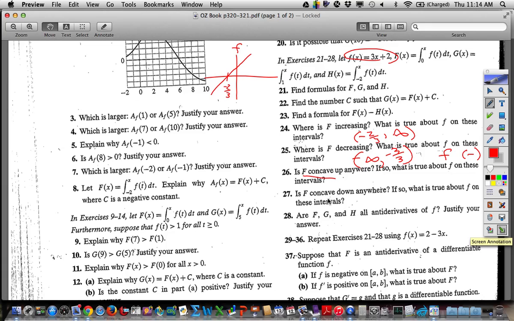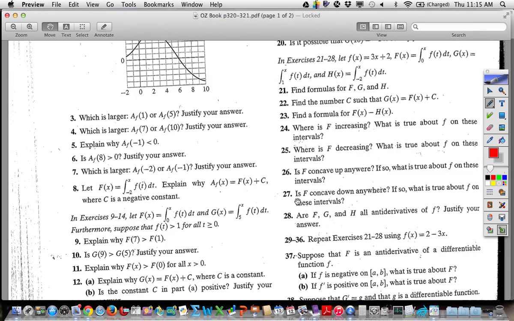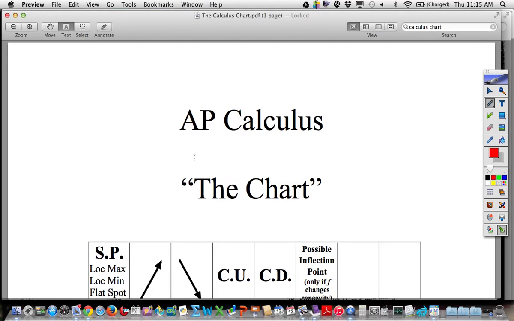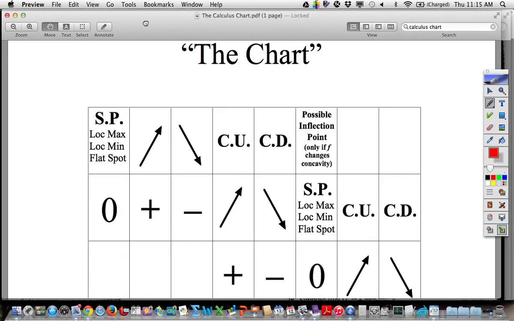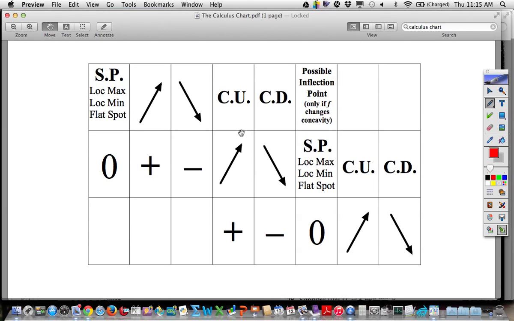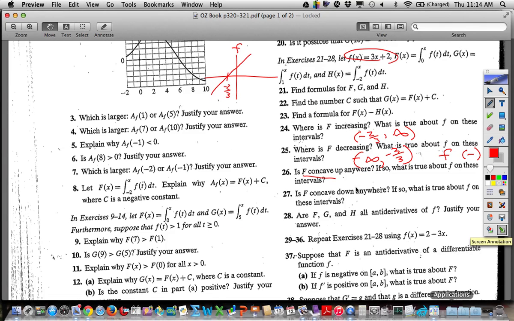Is F concave up anywhere? When is big F concave up? When little f is on the chart. Big F is concave up when little f is increasing. So when is this one increasing? Everywhere. Is big F concave down? Never. Now, but here's the real question. So we need to be able to do that, right? I don't care about area here. We don't have to do area because it's this derivative-antiderivative relationship, so it's chart stuff.